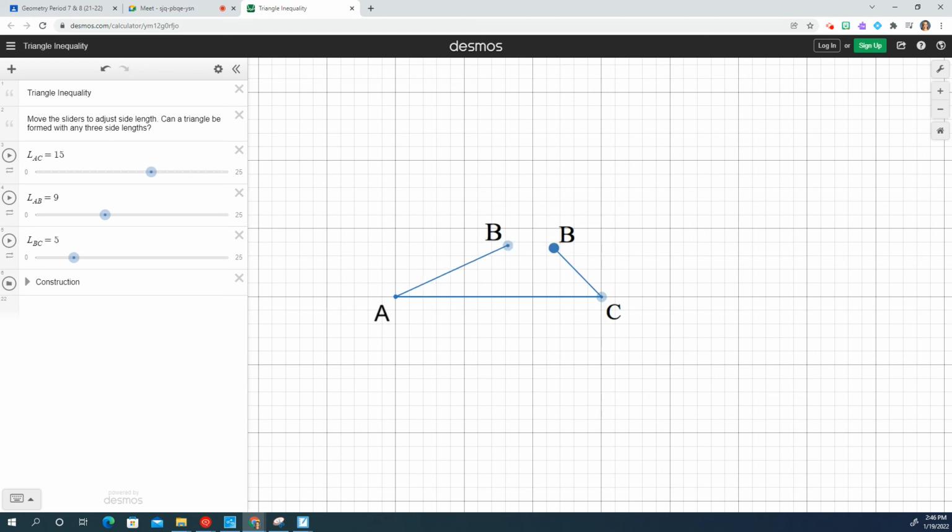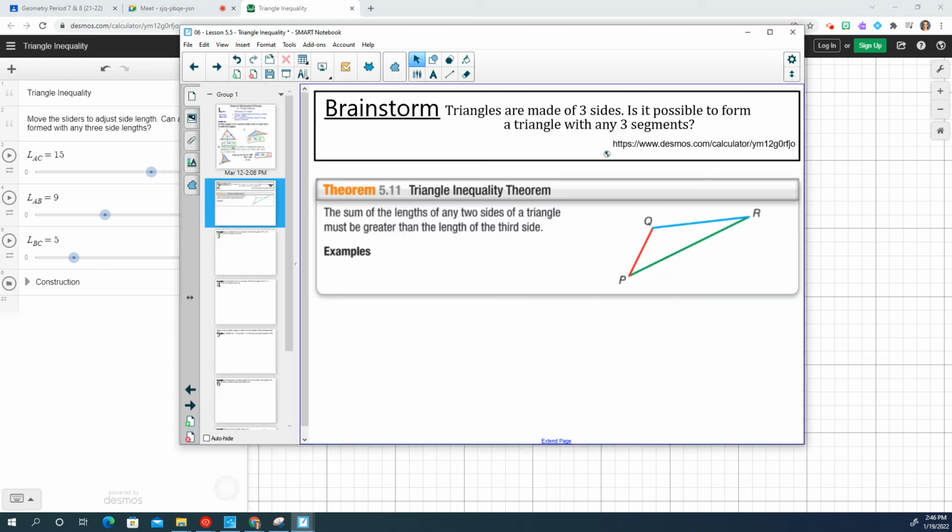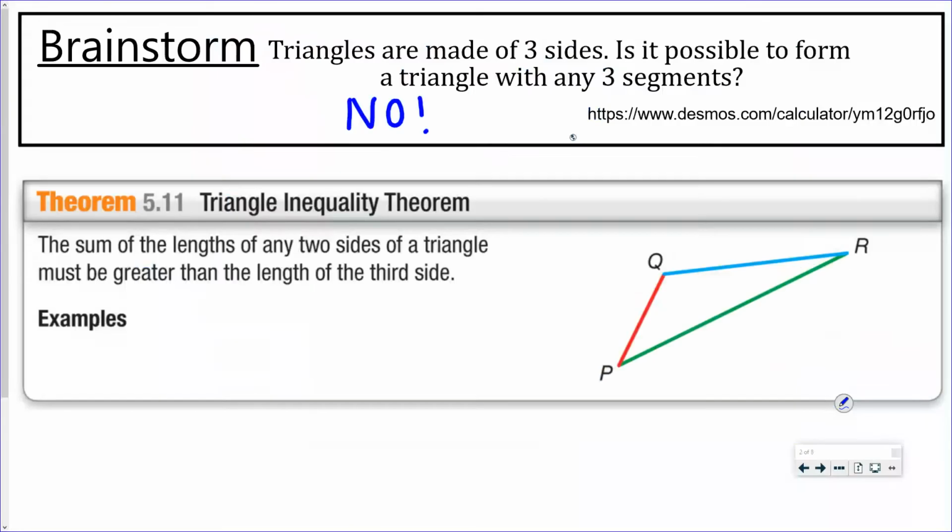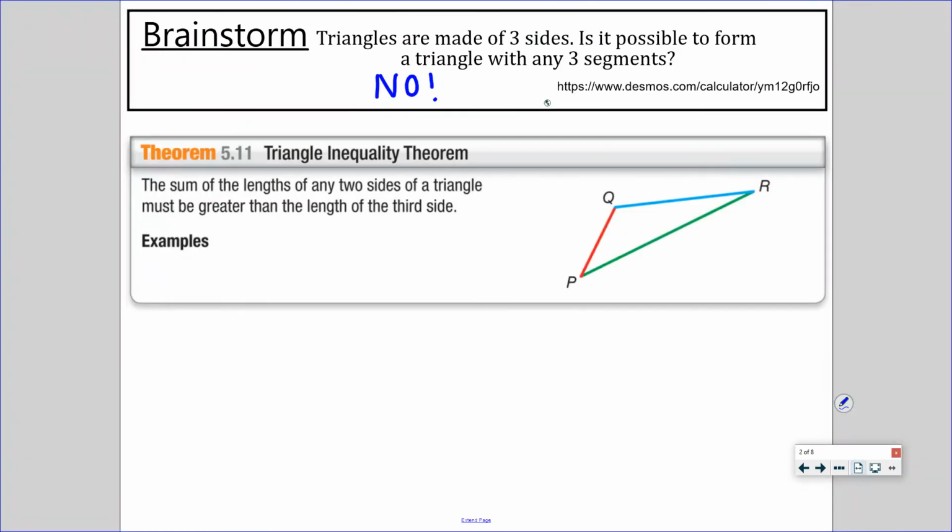It kind of depends, obviously, on the lengths of your 3 sticks to determine if they would form a triangle. And that's what this theorem allows us to figure out, okay? So the answer to this is actually no. Here's a theorem. It's called the triangle inequality theorem. And it says the sum of the lengths of any 2 sides of a triangle has to be greater than the length of the 3rd side.